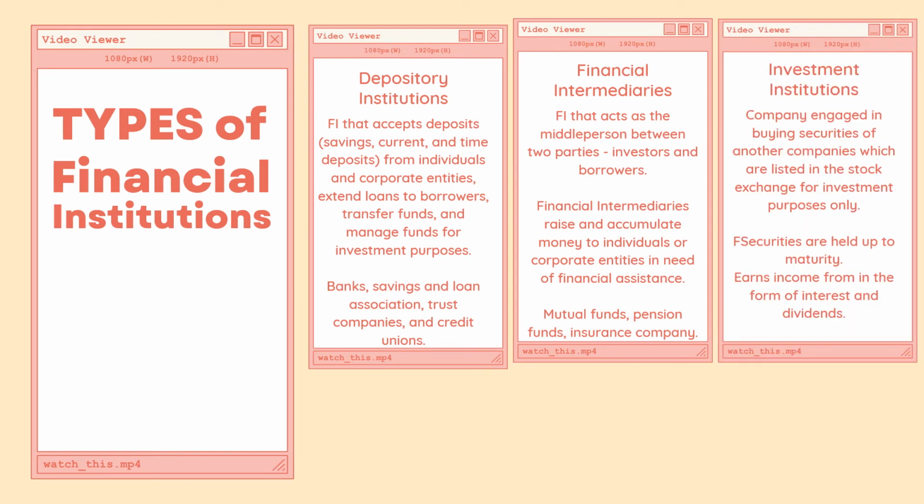And the last type of financial institution is an investment institution. An investment institution is a company engaged in buying securities of other companies which are listed in the stock exchange for investment purposes only. Hence, the buying and selling of financial securities are not the primary business activities of an investment institution. In other words, an investment institution or company simply holds on to the securities it acquired from other companies. Financial securities are held up to the time of their maturity. The financial institution earns income from holding the securities in the form of interest or dividends.